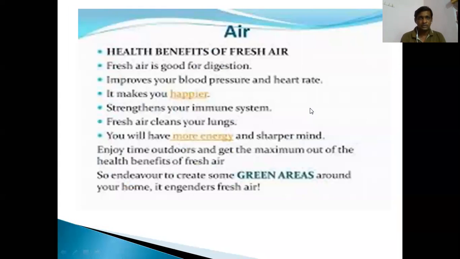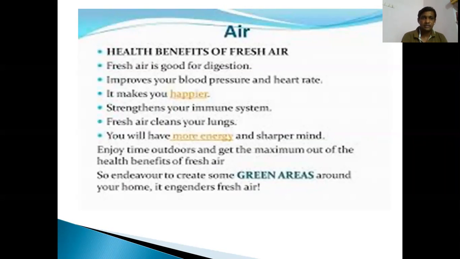Okay, children. So here, what are the benefits of fresh air? It is good for digestion, and also it improves our blood pressure and heart rate. That means heart beating rate, and also it makes you happy. And one more important thing is it strengthens our immune system. Okay, and fresh air will clean our lungs. You will have more energy and a sharp mind with fresh air.